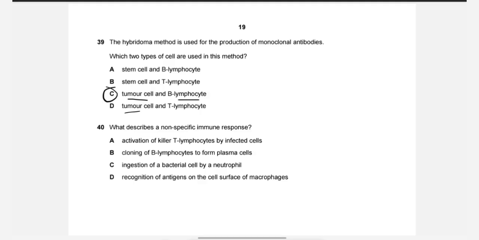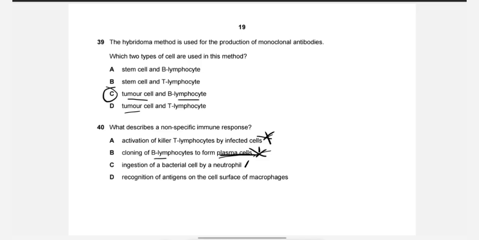And lastly, number 40, we're saying what describes a non-specific immune response. A is saying activation of killer T lymphocytes by infected cells. This is specific. T lymphocytes are specific. And B is saying cloning of B lymphocytes to form plasma cells. That does not sound right. Cloning of B lymphocytes to form plasma cells. It is wrong. Then C, ingestion of a bacterial cell by a neutrophil.